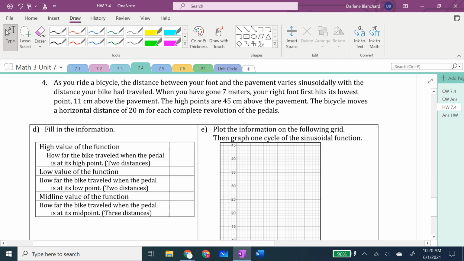Let's look at number 4. Number 4 is a little bit more complicated because we've got two different distances instead of a distance and a time. And let's make sure we're clear on what is what. You're riding a bicycle. One of the distances that is being brought up is where your foot is located, basically where the pedal wheel is above the ground, above the pavement. The other thing we have is the horizontal distance that the bike has traveled.